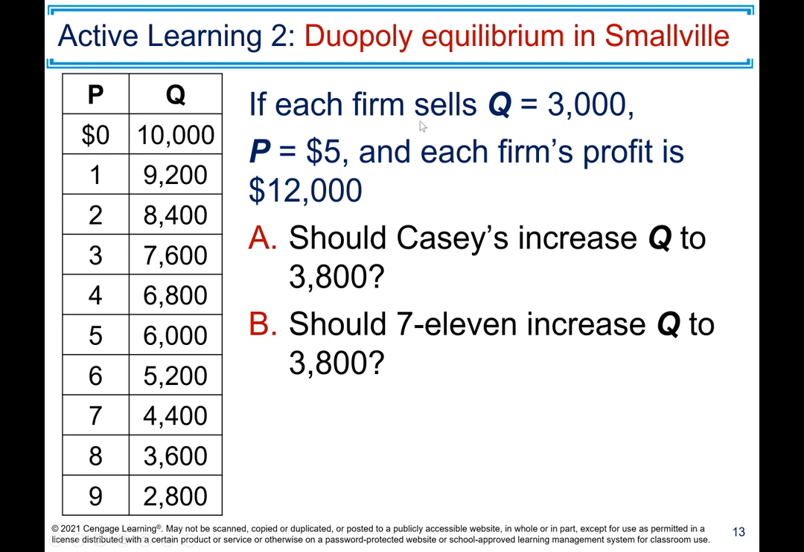Active Learning 2, Duopoly Equilibrium in Smallville. If each firm sells output 3,000 at the price of $5 and each firm's profit is 12,000, A. Should Casey's increase output to 3,800? B. Should 7-Eleven increase output to 3,800?